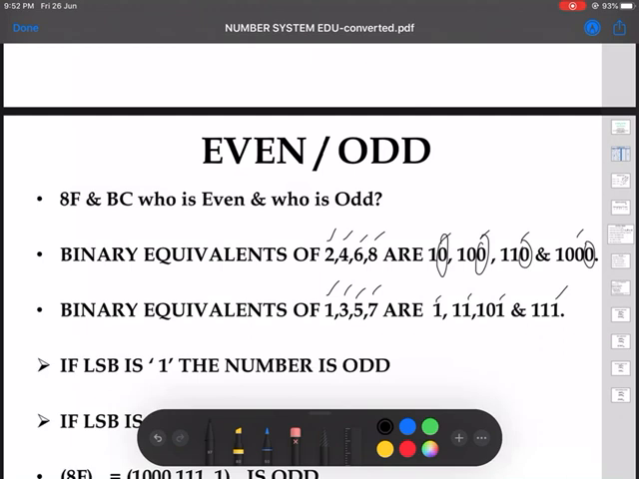For example, arbitrarily given 3, 4, 5, C, there's no need to break all the numbers into binary. Just see the last one, 1, 1, 0, 0, and this itself is an even number. This is how we find out even and odd.